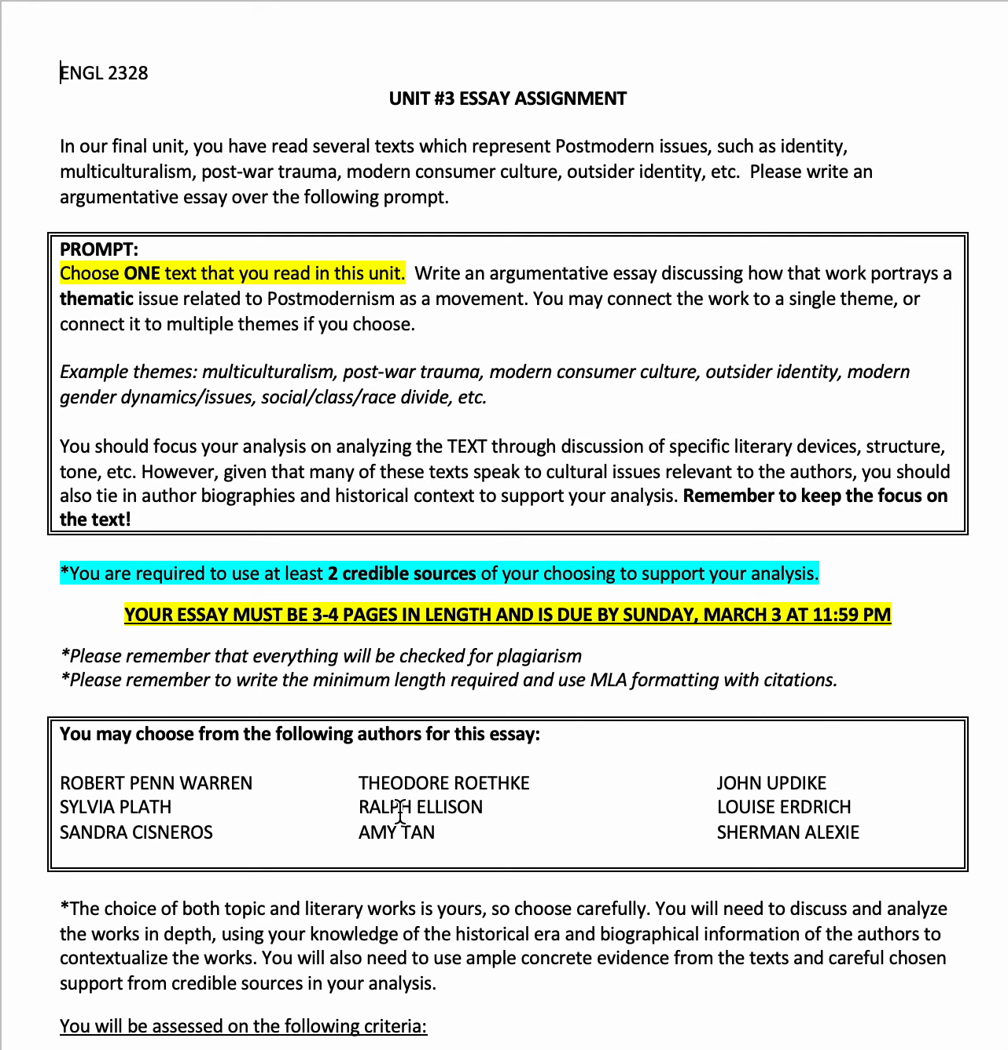But again, this is purposely broad. I want you to choose the text from the unit that is of the most interest to you, and the themes associated with postmodernism that are most interesting to you within that text. So let me know if you have any questions, but otherwise go ahead and move on.